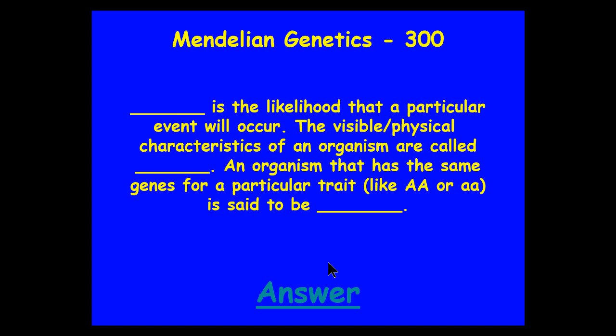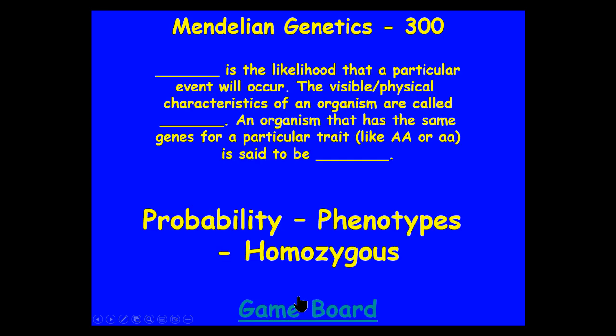All right, answer coming in 5, 4, 3, 2, and 1. All right, so probability is the likelihood that a particular event will occur or not occur. Visible or physical seen characteristics are phenotypes, and this is going to be homozygous dominant or homozygous recessive.